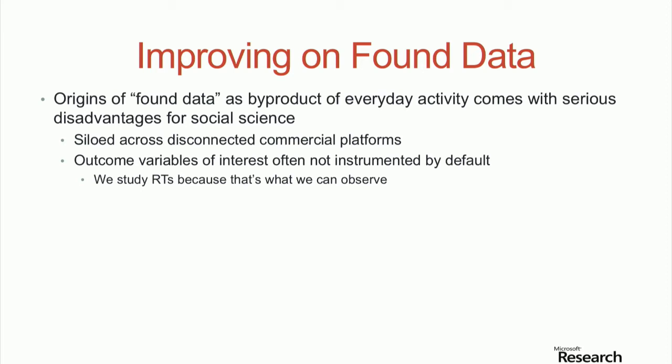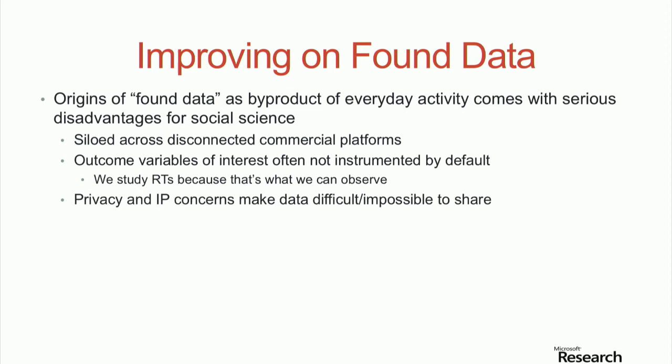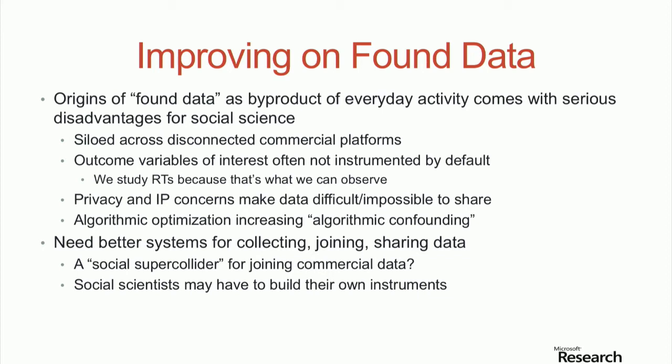Very often, the things that we would be most interested in are not being measured. I mean, why are there so many papers about retweets on Twitter? Because that's what Twitter has. It has retweets. But we actually care about lots of other stuff in social science, and we can't measure that. So we end up studying retweets. And then, of course, there are lots of concerns around privacy and intellectual property that make data sharing very difficult.